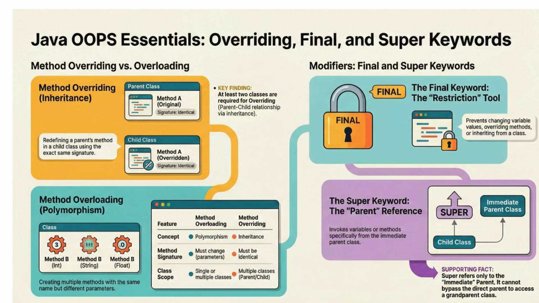Method overloading is another facet of polymorphism. It's about having multiple methods within the same class or inherited from a parent class that share the same name but differ in their parameters. Okay, same name, different parameters. Mhm. So it's like having multiple tools with the same name but different functions. You pick the right tool based on the task at hand. That's a good way to think about it.